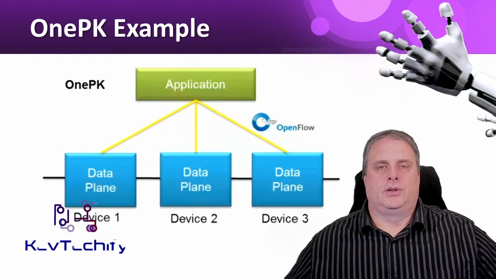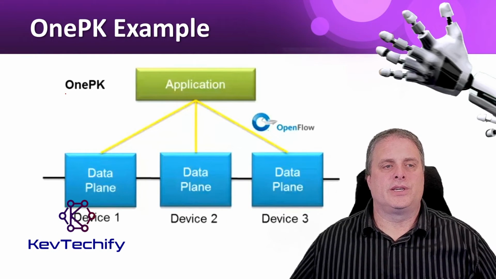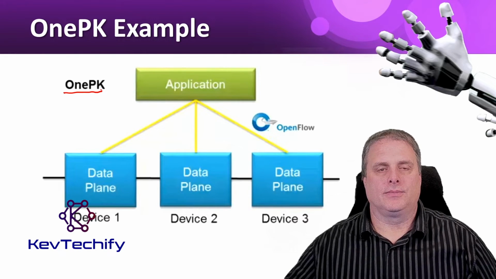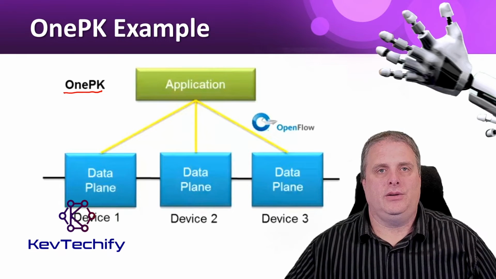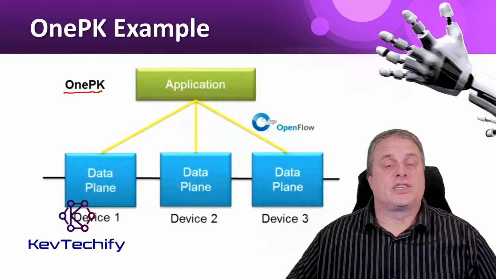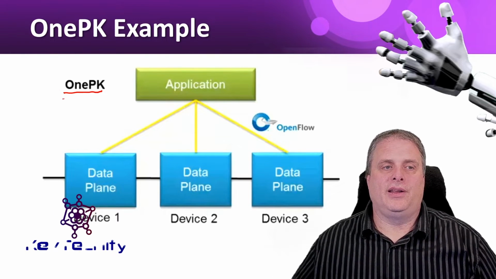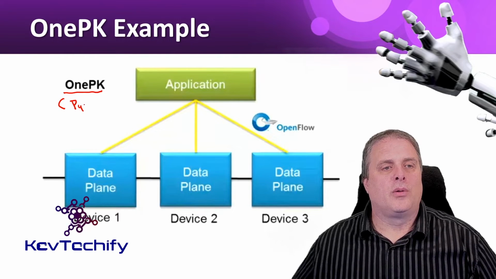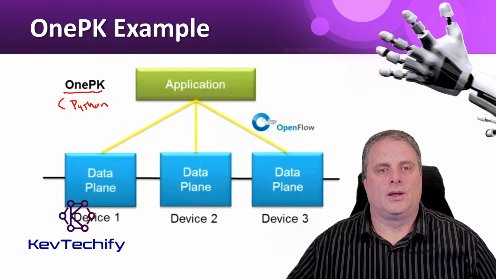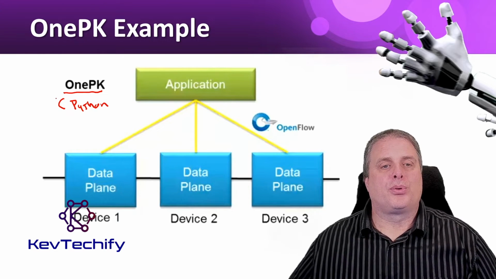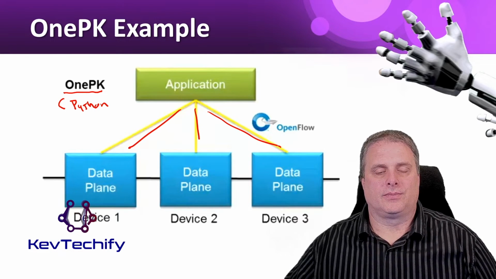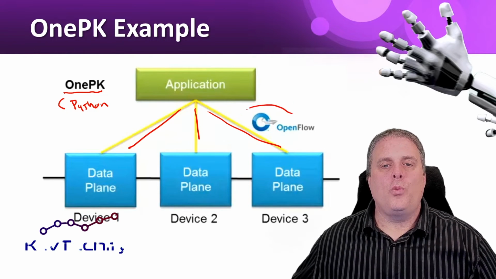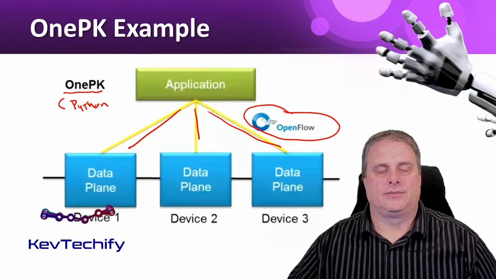Here's an example. The software has been developed using Cisco's onePK, which is an open network environment platform kit. And that software has been written either in C or Python programming languages. And the application can program the data planes on device 1, device 2, and device 3 using the OpenFlow standard.